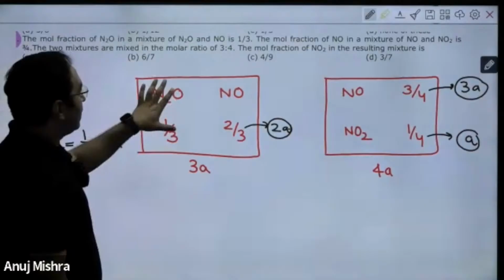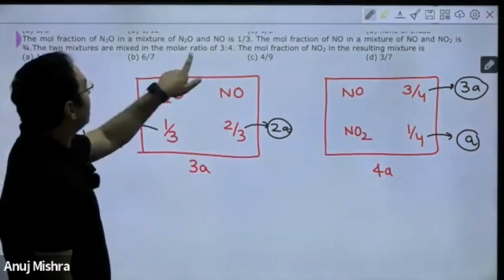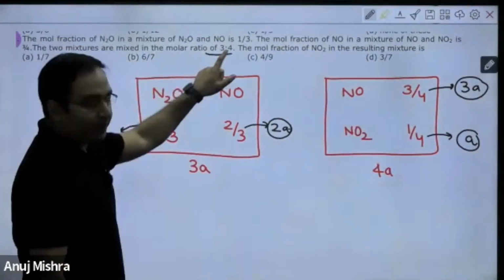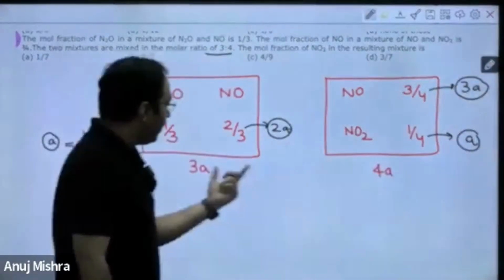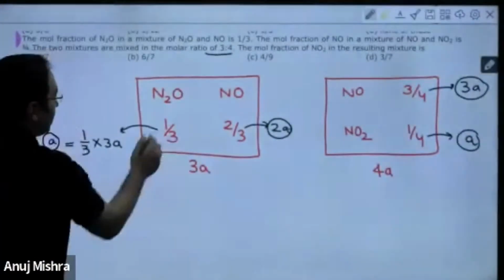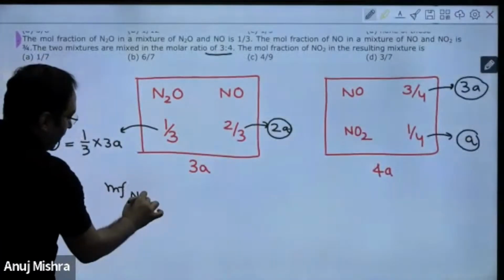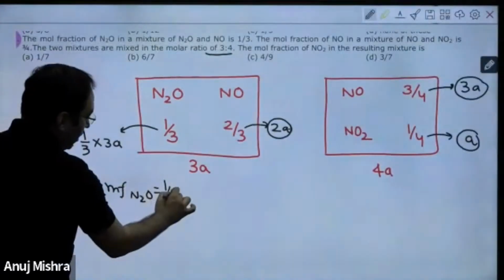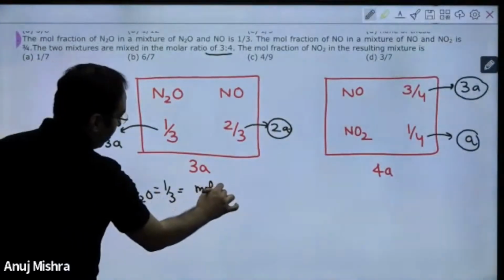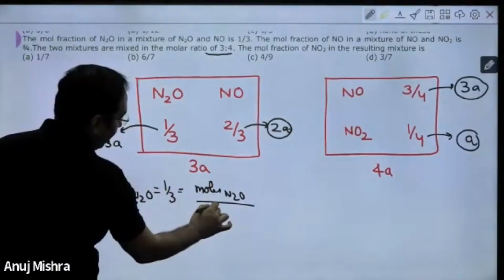See, this is individually clear. Now, these are mixed in the molar ratio of 3:4. That means 3 moles of this with 4 moles of this. If you have total moles 3A, what is the mole fraction definition? Mole fraction of N2O, which is 1/3, is moles of N2O divided by total.